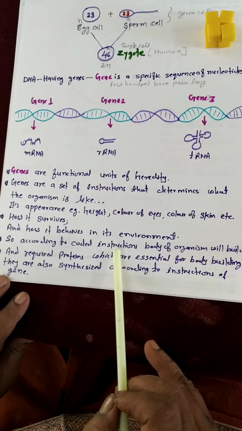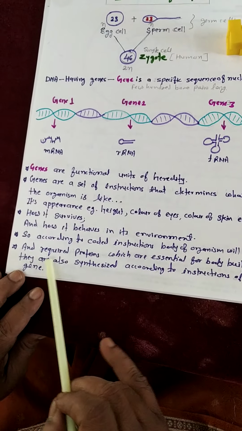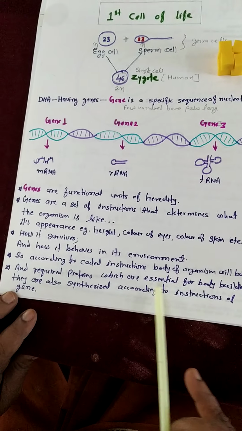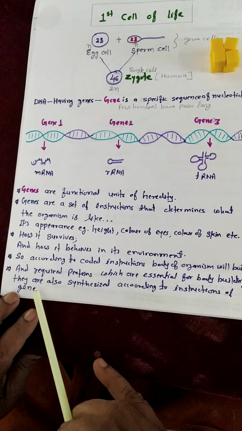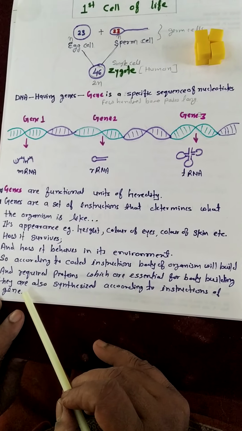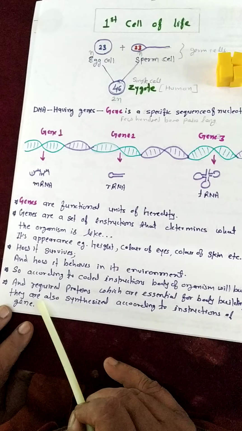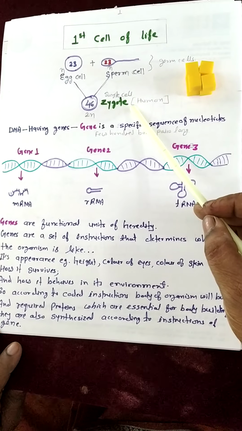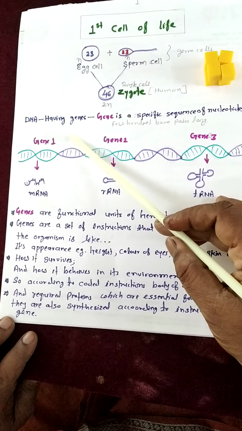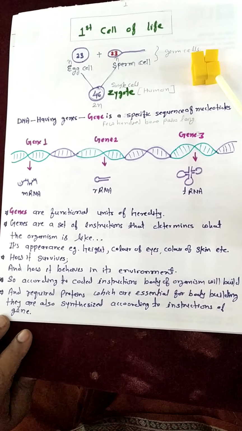So according to coded instructions, the body of the organism will be built, and required proteins which are essential for body building are also synthesized according to the instructions of the genes. We revise here what is zygote, what is gene, what is DNA, and what is the histone protein.